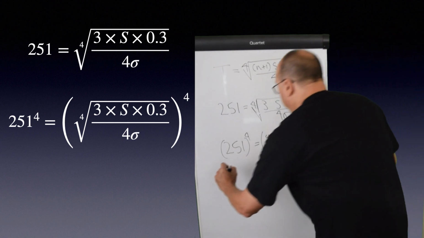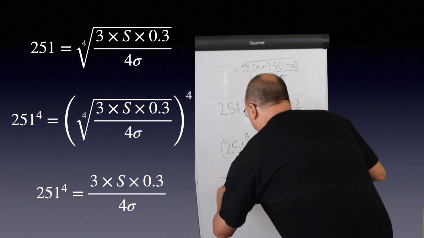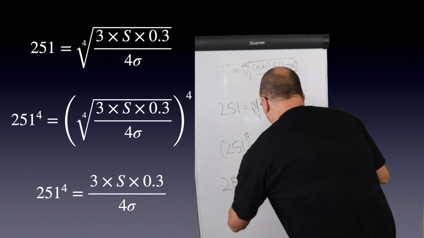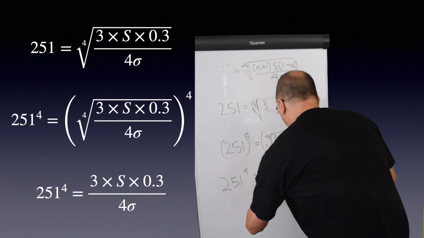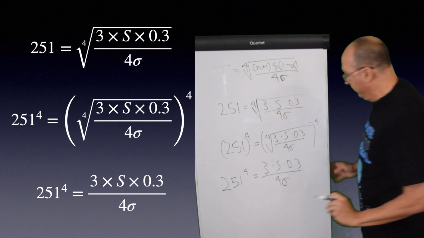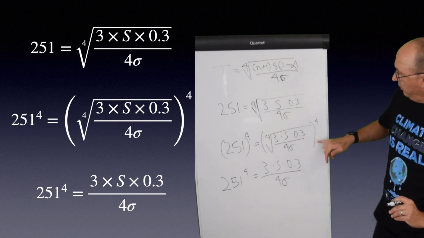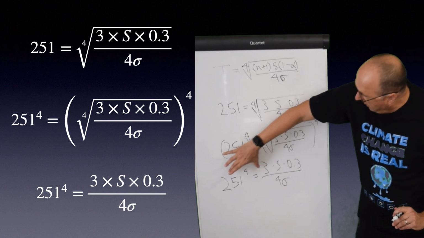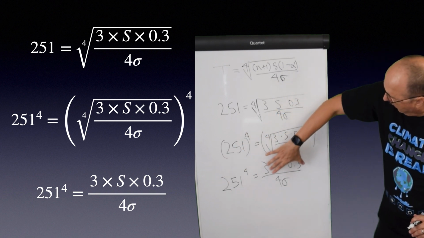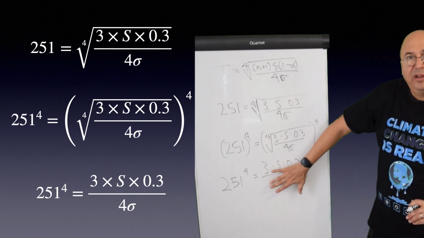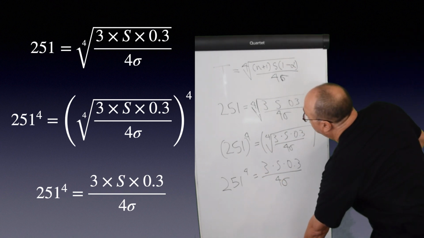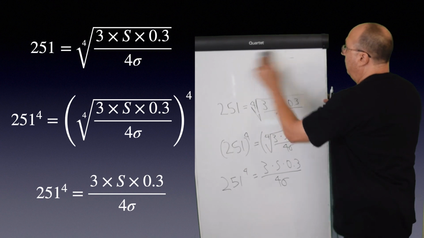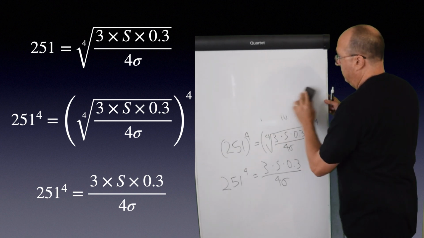So you end up with 251 to the fourth equals 3 times s times 0.3 over 4 sigma. See that? So I've gotten rid of the root by raising both sides to the fourth power. I have 251 to the fourth here, and now I have just a ratio here. The radical is gone. Okay, so where do I go next? I'm going to erase this up here. I'm going to start writing.